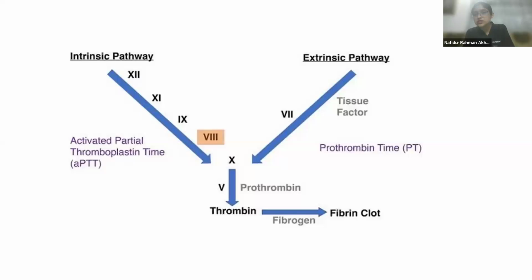So tissue factor is 3, and then next factor is extrinsic. There are only two clotting factors there, one is 3, another is 7. Okay. And in case of intrinsic, I have remembered all the more of the clotting factors are working here.